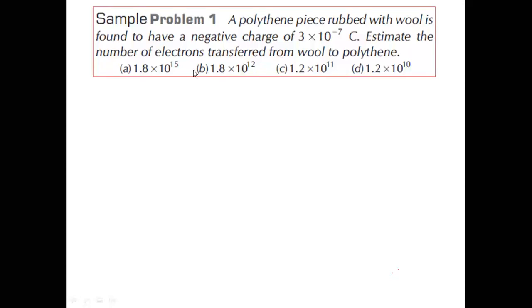Estimate the number of electrons transferred from wool to polythene. How much charge is transferred? See, the question is, the total charge is given. What is the total charge on the polythene? It is 3 into 10 to the minus 7 coulomb. Estimate the number of electrons transferred from wool to polythene. You have to calculate the n value.